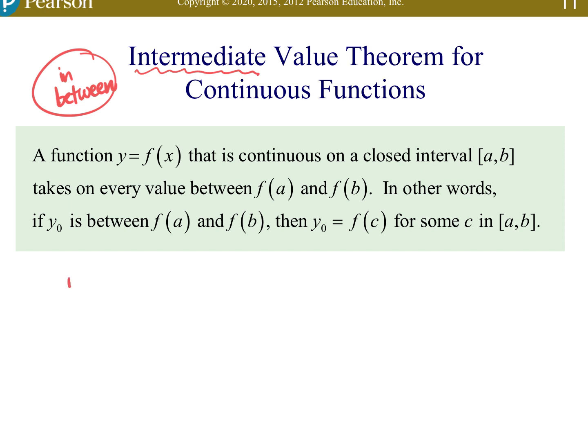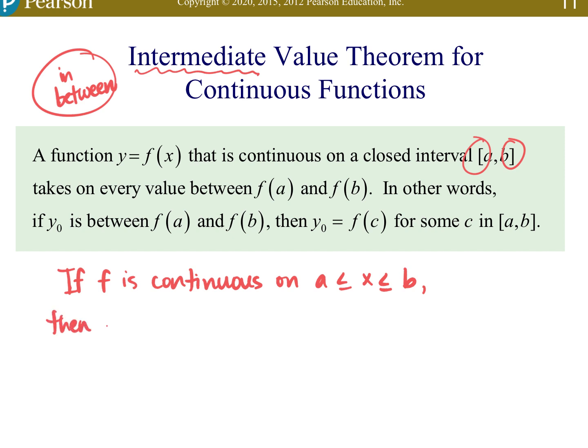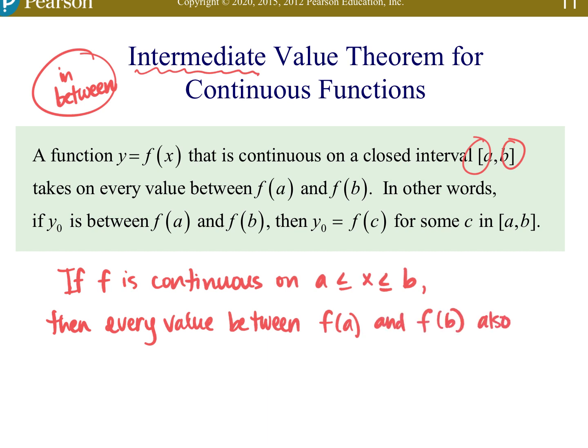So we say if f is continuous on a to b, and it's a closed interval. You can see the brackets here, we do include the endpoints. So if f is continuous on those intervals, then every value between f of a and f of b also exists. And that is a guarantee of the existence of values between them.